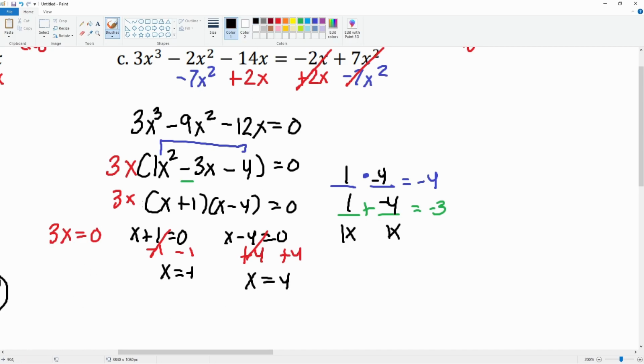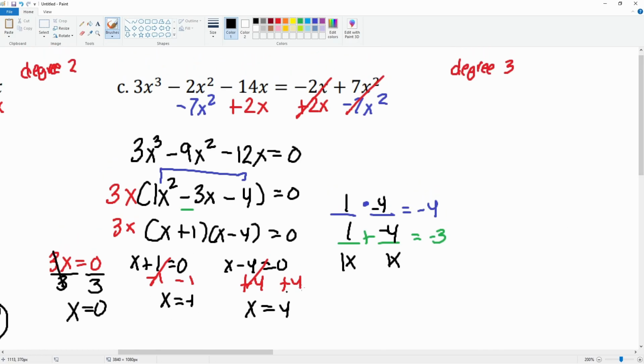And we also have the 3x equals 0. So divide by 3, divide by 3. This cancels, leaving you with x is equal to 0. Notice x is equal to 0, x is equal to negative 1, and x equals 4. There are three solutions here. There are three solutions because the degree here is 3.